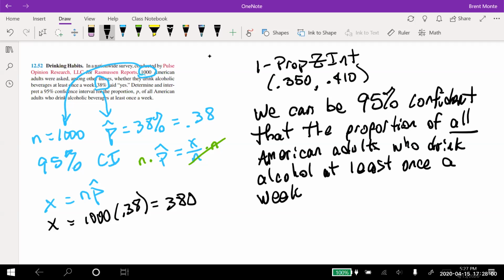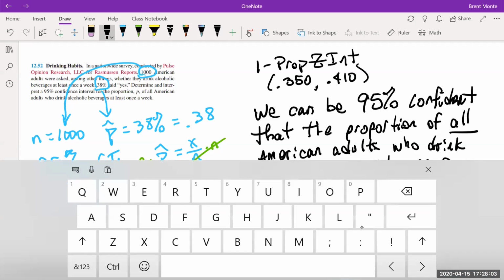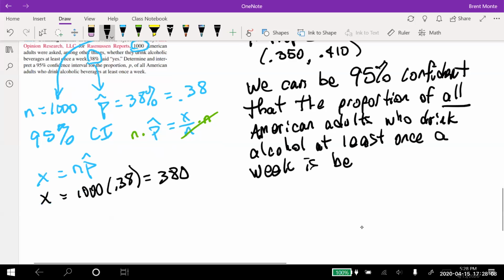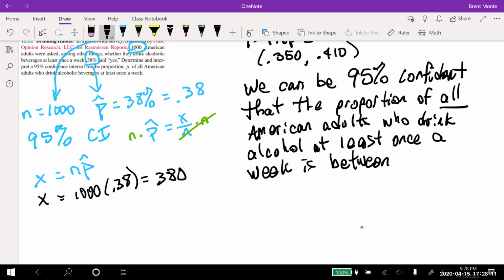is between, this would probably be a good one to leave as a percentage because they gave us the 38%. But they said, find the proportion. So we'll leave it as a proportion, is between 0.350 and 0.410. And there's our conclusion. You can make that as 0.350 if you want to show off that, hey, there's a decimal there. So notice as a percentage, it'd be 35 to 41%. All right, so that's the idea. We've done some nice confidence interval stuff.